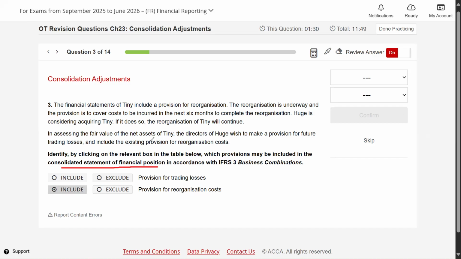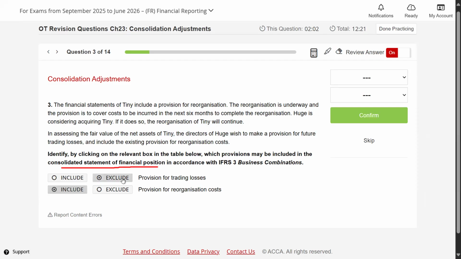We look at the next one. In assessing the fair value of the net assets of Tiny, the directors of Huge wish to make a provision for future trading losses and include the existing provision for reorganization cost. Okay, so here the future trading losses haven't taken place. So this is going to be considered when the trading losses take place. We cannot create the provision here. So we are not going to include it, we're going to exclude it.